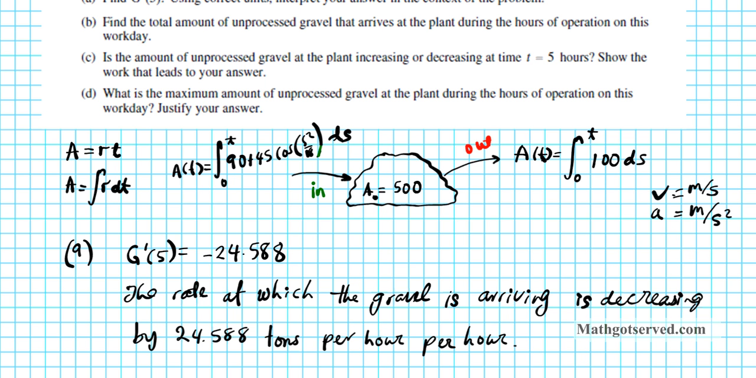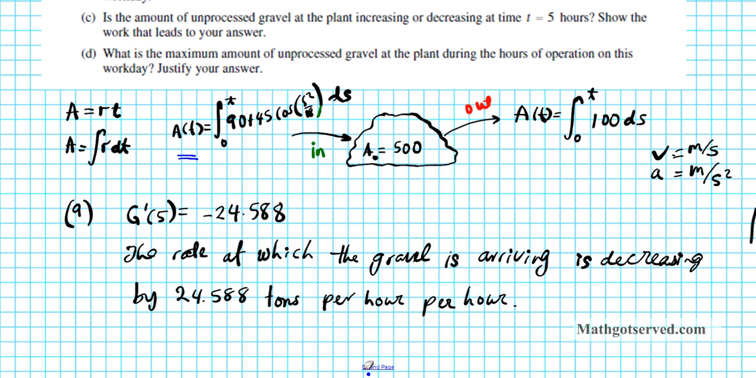All right, let's take a look at the B part. It says find the total amount of unprocessed gravel that arrives at the plant during the hours of operation on this workday. So what is arrive? Arrive means the amount of gravel coming in. So we're just focusing on this function right here, the amount coming in. So what's the total that comes in during the hours of operation?